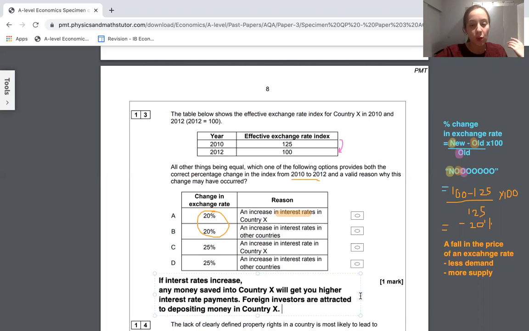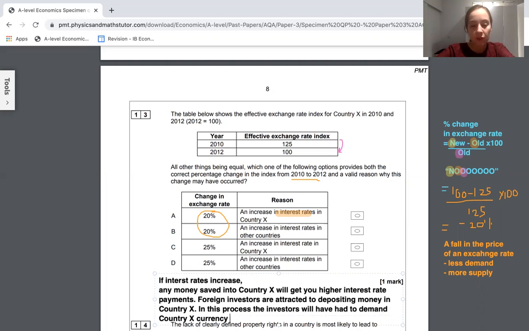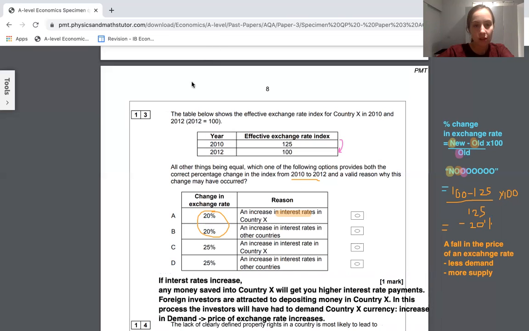can only really put money in country X in country X currency. So in this process, the investors will have had to demand country X currency. In other words, there's an increase in demand. And if you increase the demand, the price of the exchange rate increases. So A is wrong because A would lead to an increase in the price and you want to decrease the price. So the answer must be B.